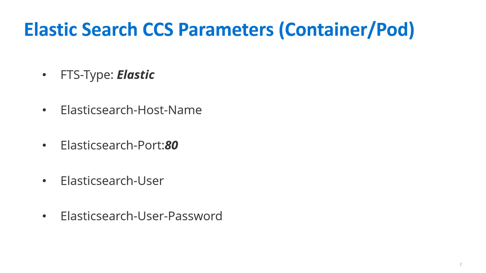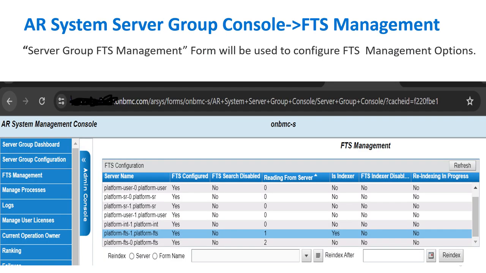Elasticsearch hostname will be that specific pod where your Elastic node is. Out of box, Elasticsearch port uses 80. Then we have to define the user along with the password so that the connection and the authentication will be made easy.